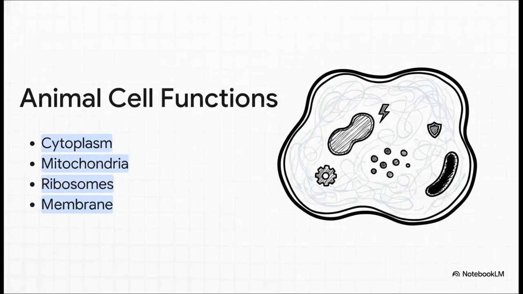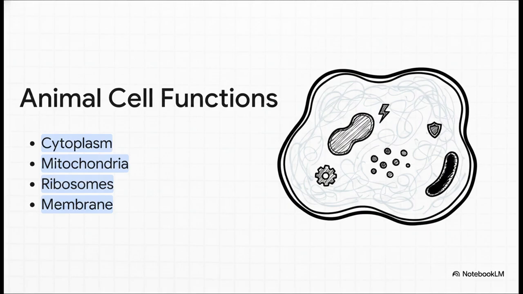That 2D model is packed with specialized structures, and each one has a very specific, absolutely vital job. First up, filling up the cell, we have the cytoplasm. Think of this as a jelly-like substance. It's essentially the bustling factory floor where the chemical reactions of the cell take place. Next, floating in that jelly, we have the mitochondria. These are the powerhouses. The source tells us they provide energy for the cell's activities through a process called aerobic respiration. Literally, without them, the cell would have zero power to function.